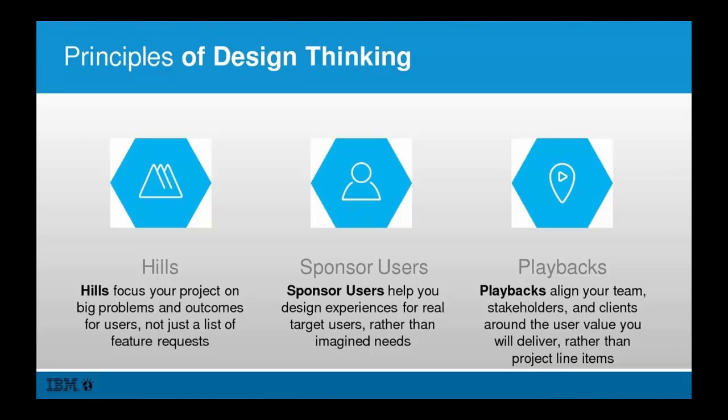Okay, next slide. So let me tell you a little bit about the tools that we use to apply this design thinking. There are 3 main tenets: hills, sponsor users, and playbacks. There are 3 hills, under the idea that you can only do 3 things really well. Don't try to boil the ocean, but focus on a few things and do them well, and then pick another 3 things next time and do those well. And the hills are really important. We spend a lot of time defining the hills and discussing what the hills should be.